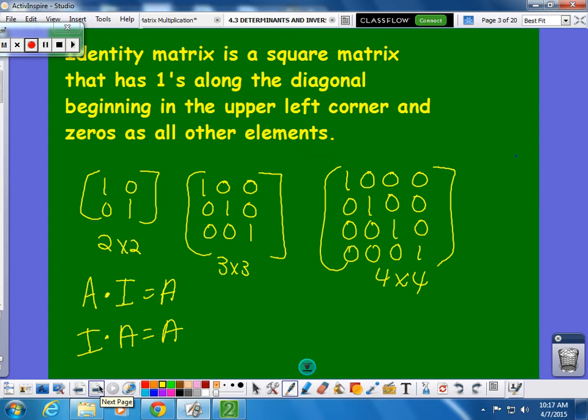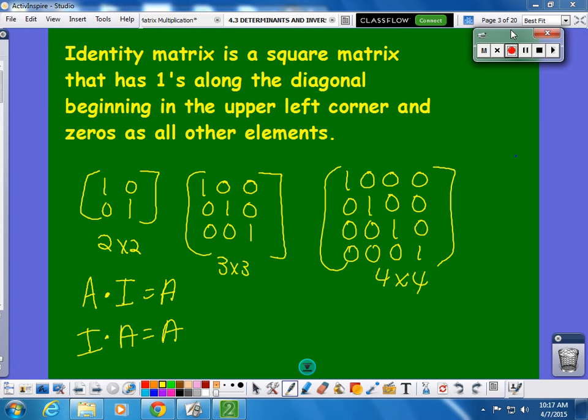Let's go to real numbers. What is the only number that I multiply any real number by that it keeps its identity? 1. If I multiply anything by 1, it stays the same. Multiply it by 0, I get 0, right? Add it to 0, it keeps its identity. But I multiply it by 1, it keeps its identity. Alright, there is also an identity matrix.